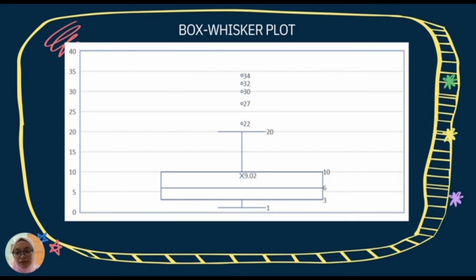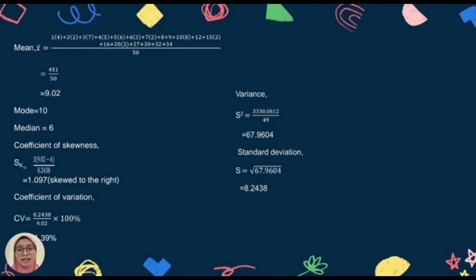Then, the whisker would continue until it meets the maximum number, which is 34. But in my case, the upper fence is lower than the maximum number. So the whisker will stop at 20, which is the number from the data closest to the value of the upper fence. The whisker cannot pass through the upper fence, so it will not meet number 34 and will stop at 20.